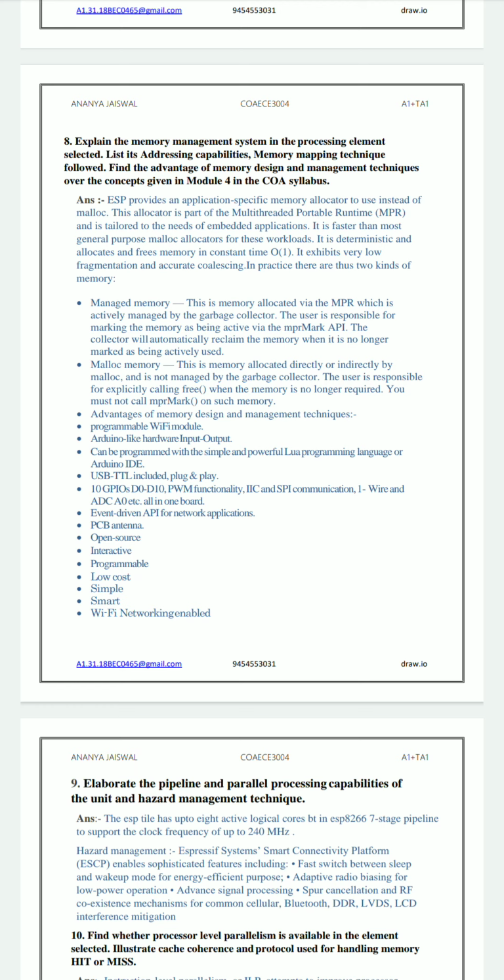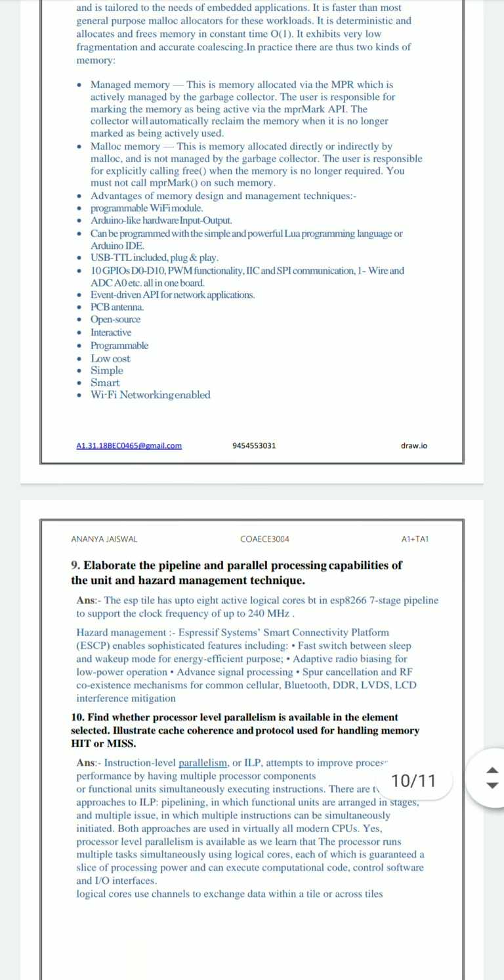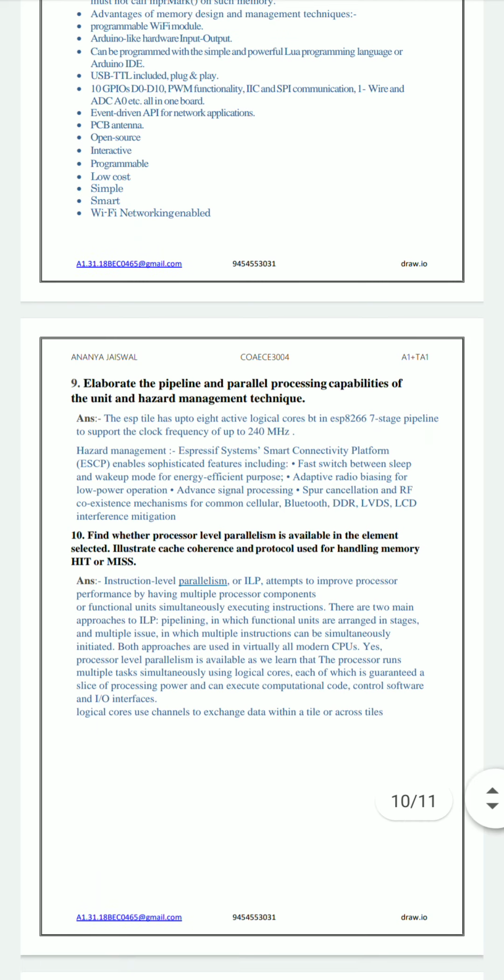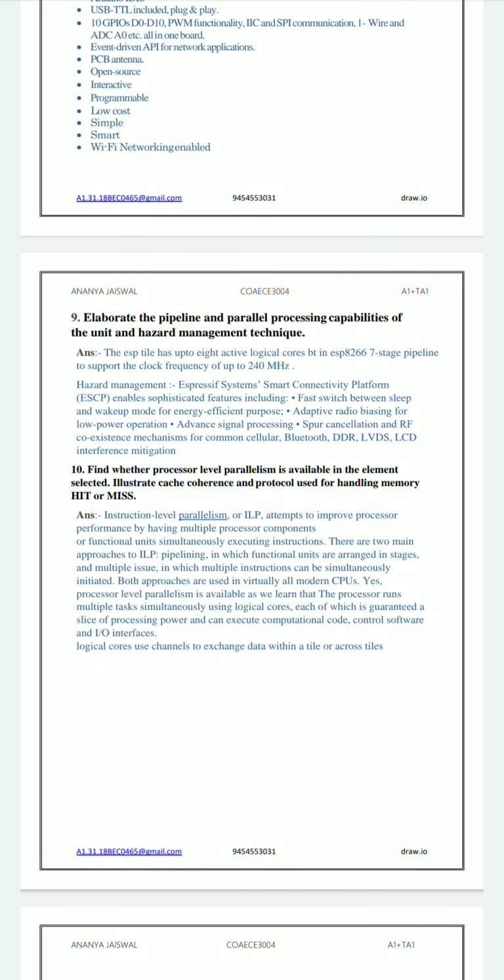Following are the advantages of memory design and management techniques. It has a programmable Wi-Fi module, Arduino-like hardware input-output, and so on, as we can see. Moving on, we have question number 9, which is to elaborate the pipeline and parallel processing capabilities of the unit and hazard management technique. The ESP tile has up to 8 active logical cores.